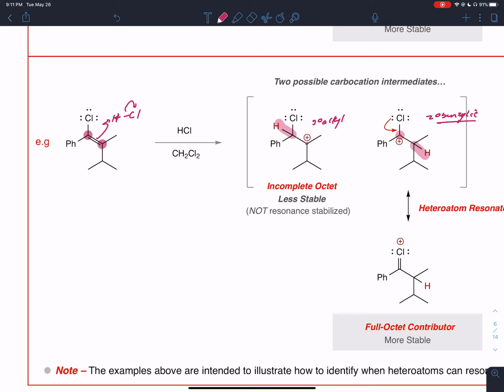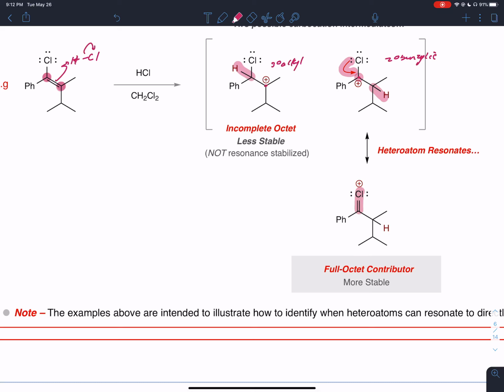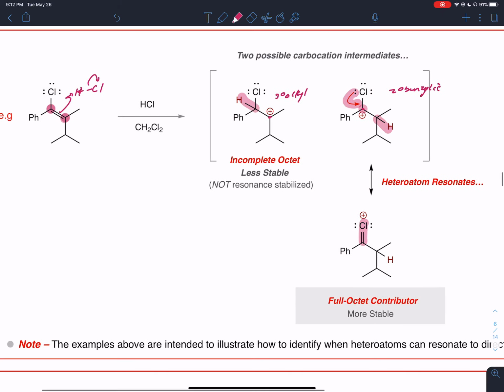So the fact that it's secondary benzylic inherently means that it's more stable than the tertiary alkyl, if you refer back to our notes about carbocation stability, the ranking. But there's also another reason why this would be more stable. The chlorine atom is directly bonded, and therefore it can resonate its lone pair. When it delocalizes the lone pair, it will form a double bond to the carbon, and the chlorine is now positively formal charged, but the structure is now a full octet resonance contributor.